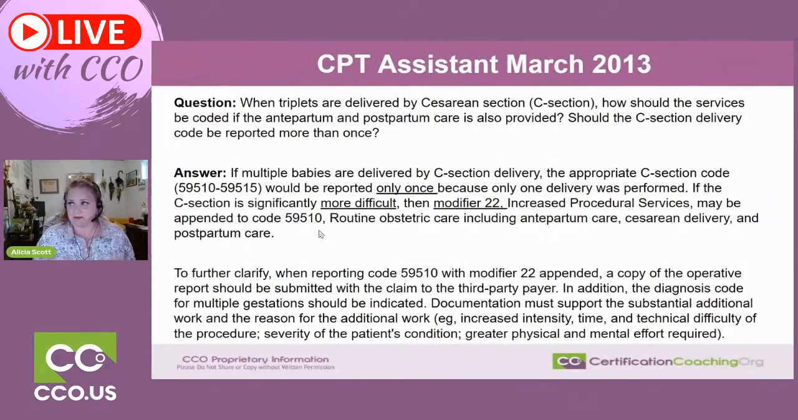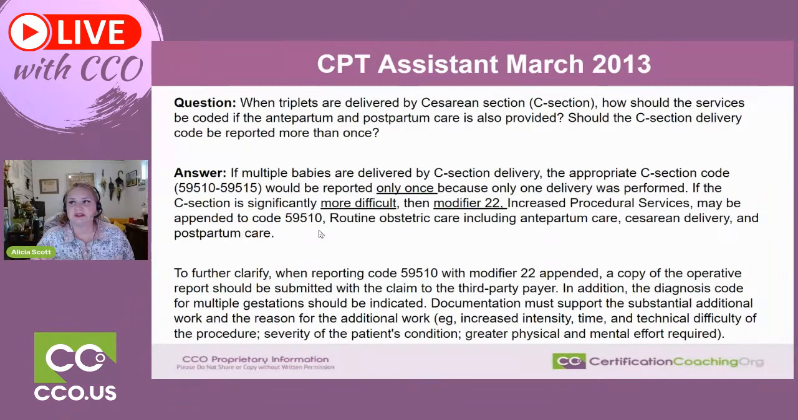All right. In March of 2013, there was another really good question that came through CPT Assistant that we should talk about. I had a coughing fit the other day, guys, and I've got like the hiccups or something going on. Not being that suave, am I? Okay, this question.